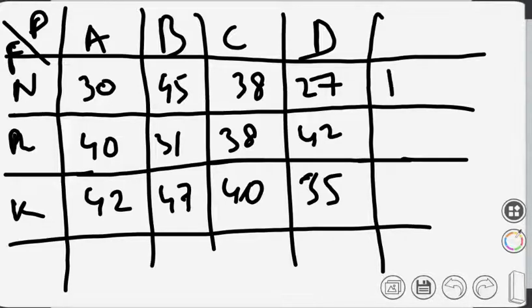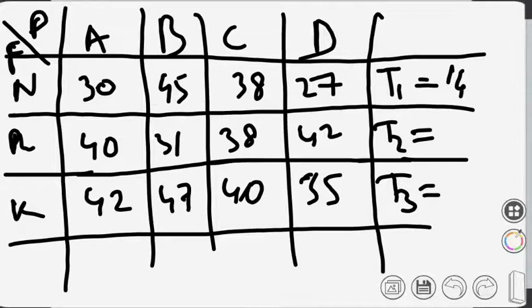So find out, say this is T1, T2 and T3. So T1, just add those four values. We are not changing the origin, so we are just using whatever the data is. So T1 is 30 plus 45 plus 38 plus 27. That gives you 140. So T2 is, how much is T2? 151. So without calculator I have done, 151.